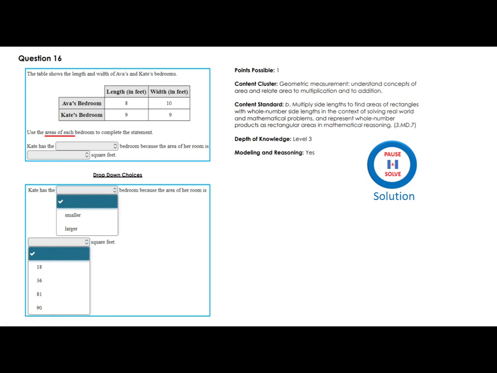Now, to solve a problem like that, since they're talking about area, you have to find those areas, okay? So 8 times 10 is 80. 9 times 9 is 81. So obviously Kate has the larger bedroom because the area of her room is 81. Okay?